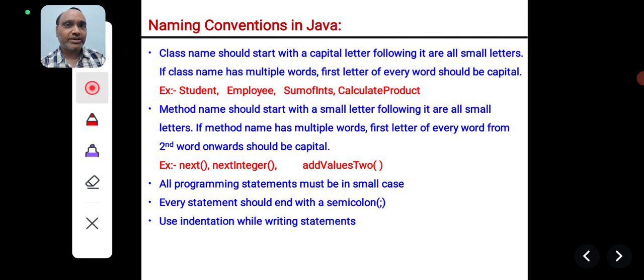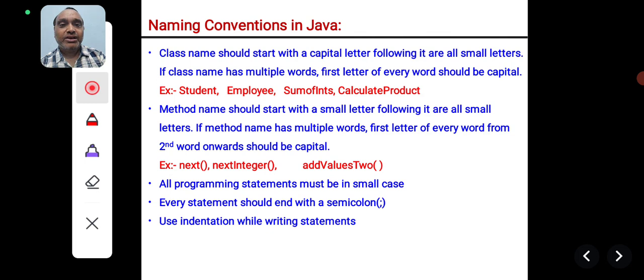In every word, the first letter must be capital. Therefore, in Calculate, C must be capital, and in Product, P must be capital. So this is the convention that you have to follow when you are assigning a name to a class. What is the convention? The first letter in every word of the class name must be a capital letter.